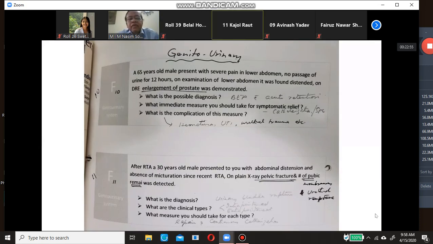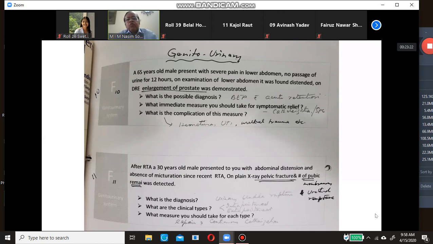Question number 11. After RTA, a 30 years old male presented to you with abdominal distension and absence of micturition since a recent road traffic accident. On plain X-ray, pelvic fracture and fracture of the pelvic rami was detected. So, the slide is being shown.